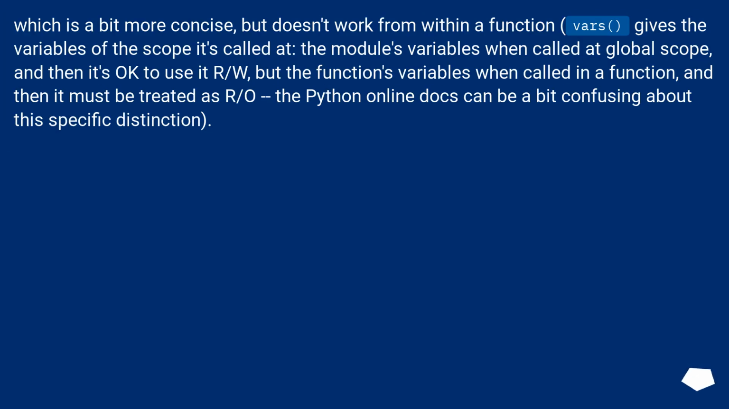which is a bit more concise, but doesn't work from within a function. vars gives the variables of the scope it's called at: the module's variables when called at global scope, and then it's okay to use it read-write, but the function's variables when called in a function, and then it must be treated as read-only. The Python online docs can be a bit confusing about this specific distinction.